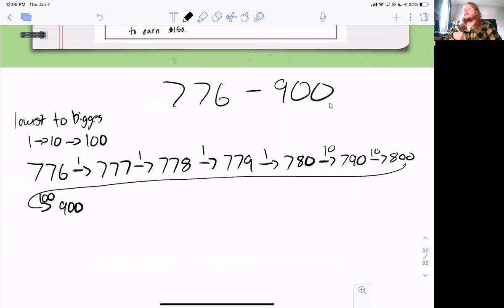And that would be my preferred way of counting just because I think it makes more sense in my head to go from smallest to biggest. But other people are different and that's okay.